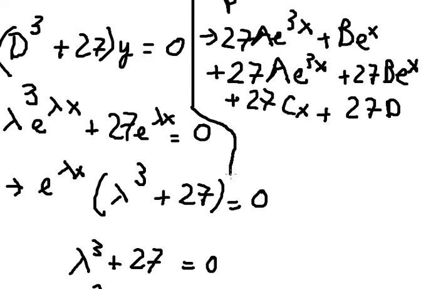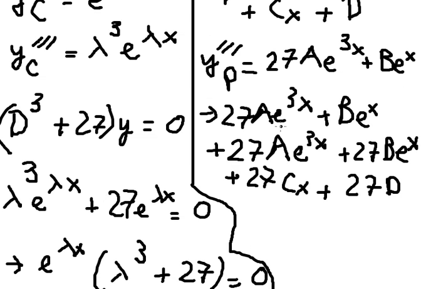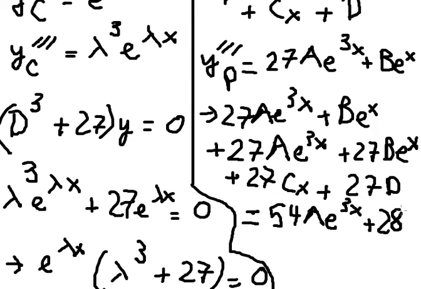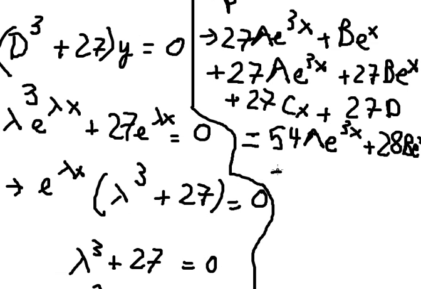So we simplify this one plus this one. We have 54a e to the power of 3s plus 27b. We have 28b e to the power of s, and the next one we keep the same.